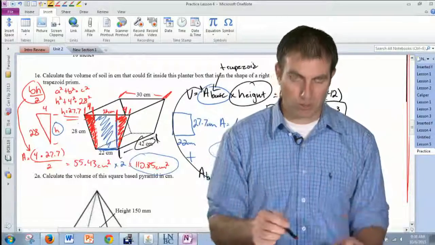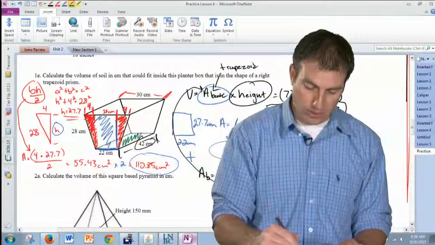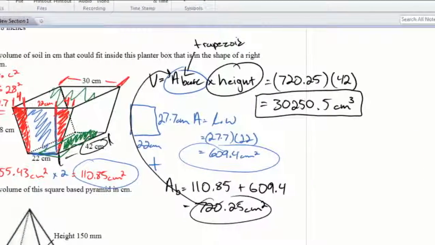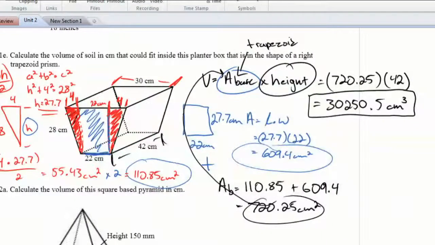You never want to use this as the base, like in this diagram, because this rectangle on the bottom isn't the same as the rectangle on the top. They're completely different sizes. So that would be a problem. That's the key to these.